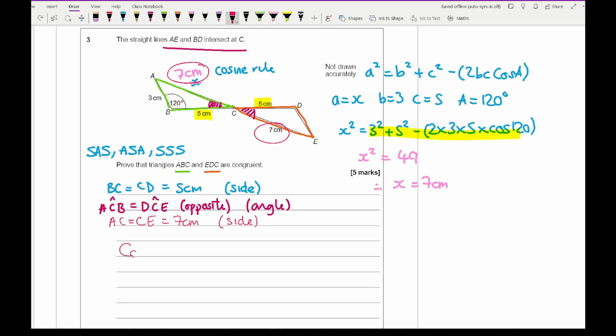So that in my conclusion, I can write as SAS, triangle ABC and triangle EDC are congruent.